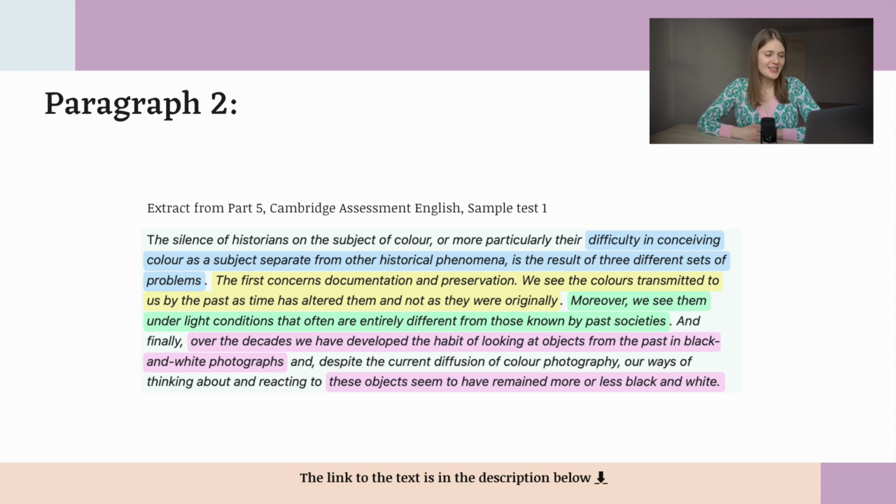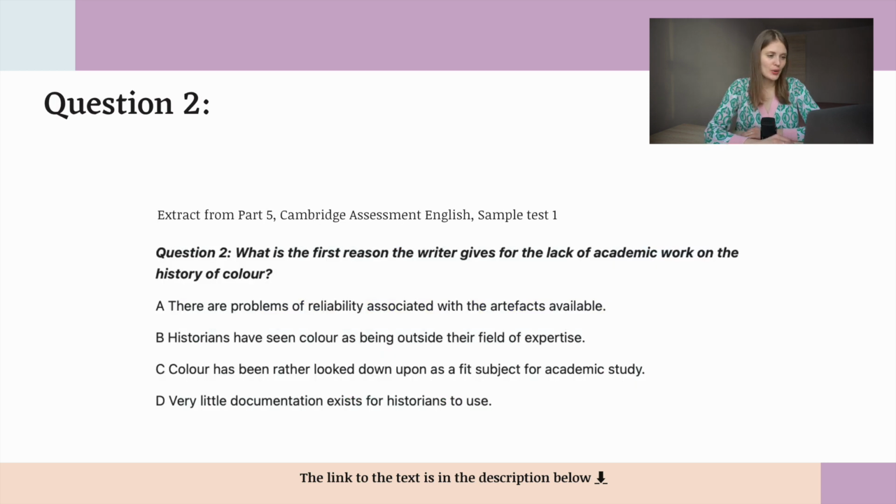Well done! Now let's look at the second question and pick the right option. Question. What is the first reason the writer gives for the lack of academic work on the history of color? A. There are problems of reliability associated with artifacts available. Actually, this point seems correct, but before picking and justifying it, let's look at the other 3. B. Historians have seen colors as being outside their field of expertise. There's nothing said about that, and it doesn't say that they're not interested at all.